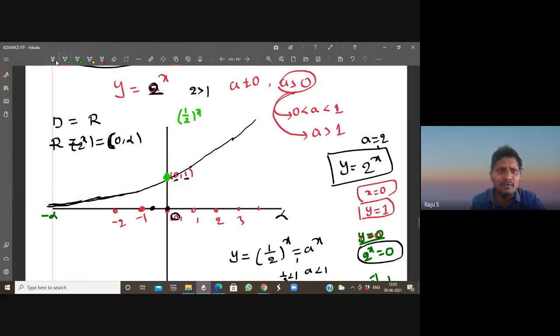So what is the graph of 1 by 2 whole power x? Almost like this. The curve moves such that when x tends to plus infinity, it almost meets the x-axis. It does not touch the x-axis, but it is very near to it. So this is the graph of 1 by 2 whole power x, and this is the graph of 2 power x. Remember, every exponential must pass through 0, 1.